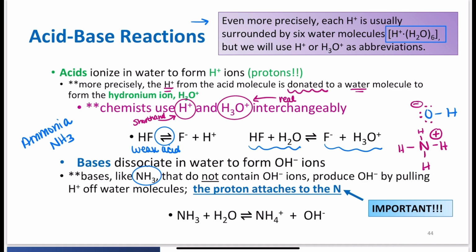So bases like ammonia, nitrogen-containing compounds, are able to do this because they steal a proton from water, forming the hydroxide ion. The proton attaches to the nitrogen because that nitrogen has a lone pair of electrons that allow it to attach. So again, my original ammonia looked like this with that lone pair right here. It's that lone pair of electrons on that nitrogen that allow it to steal that proton from water and then in turn form hydroxide.